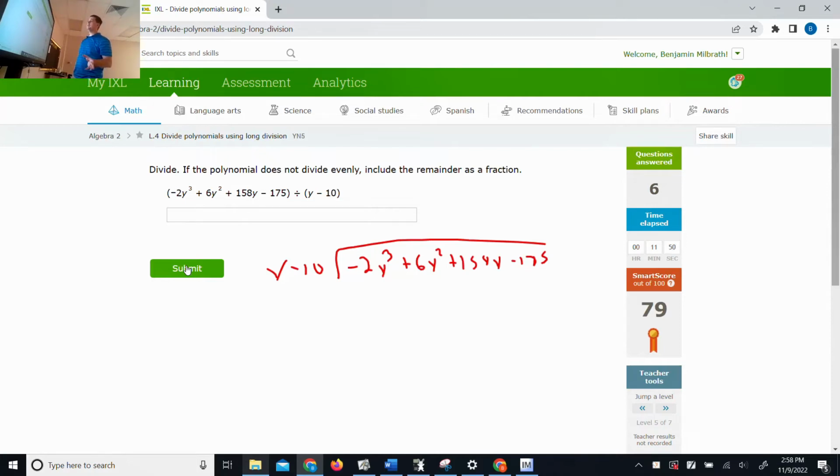So I'm going to turn this y minus 10 into a negative 2y cubed by multiplying by a positive 2y squared. Sorry, not positive. I want it to be negative, don't I? By a negative 2y squared. It's going to give me negative 2y cubed minus 20y squared.